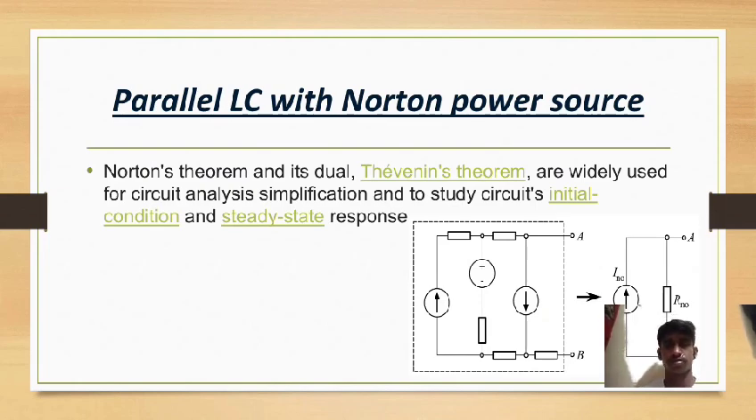according to Norton theorem, any two-terminal circuit made up of fixed value resistances, voltage sources and current sources can be replaced by a single current source in parallel with a single resistance which produces the same effect at the terminals. This is called parallel RLC with Norton power source.